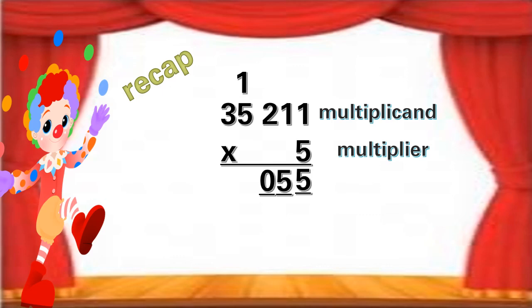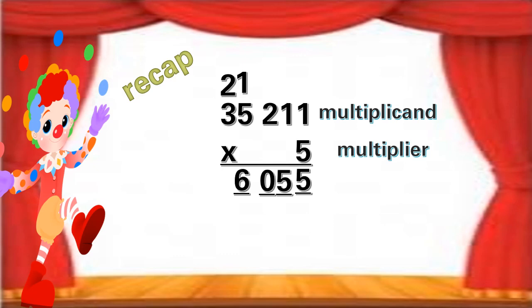5 times 5 equals 25. 25 plus 1 equals 26. Regroup 26 as 6,000 and 2 10,000. Place your 6,000 under your thousands column. Carry your 2 10,000 above your 10,000s column.